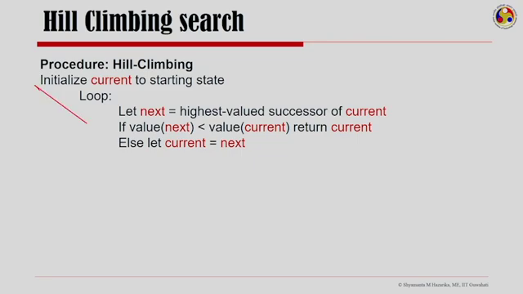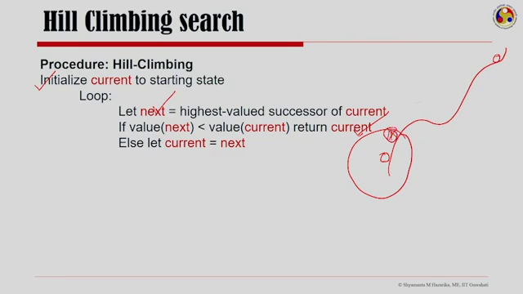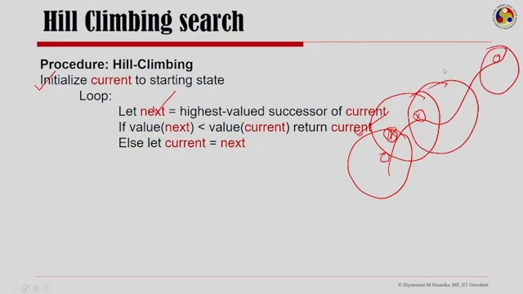So the hill climbing procedure is very simple. You initialize a state called current to the starting state, and then you initialize a state called next, which takes the highest valued successor of current. If the value of next is less than the value of current, we return current, else we let current equal next, and this continues. So if I am looking to reach this point from here, I will look at my neighborhood and move to this point, which is possibly the best, and then make this my next point. I will slowly but surely reach the height.